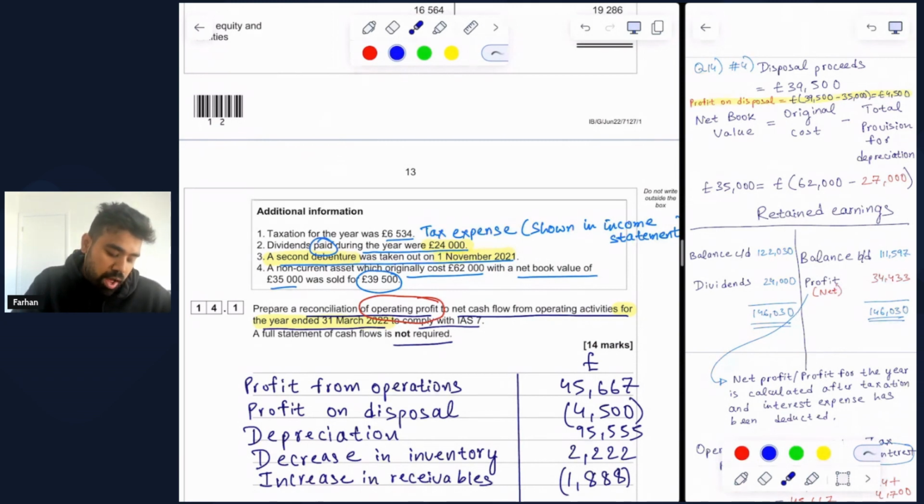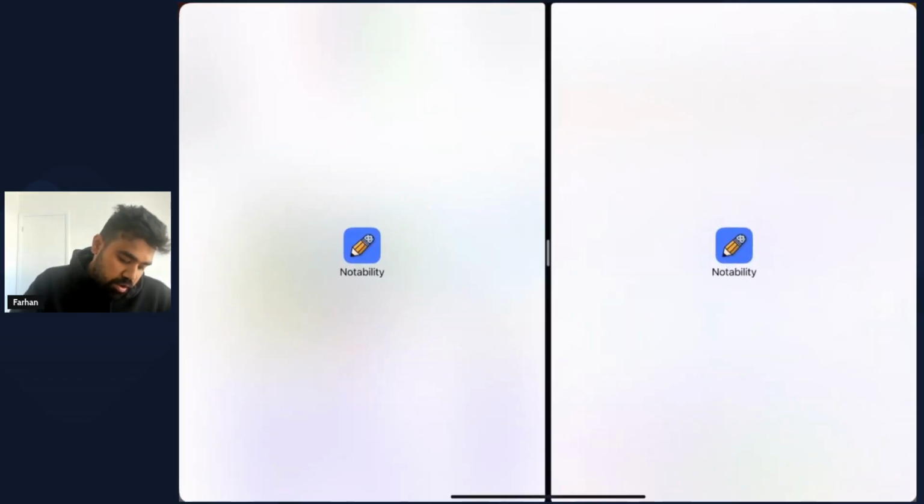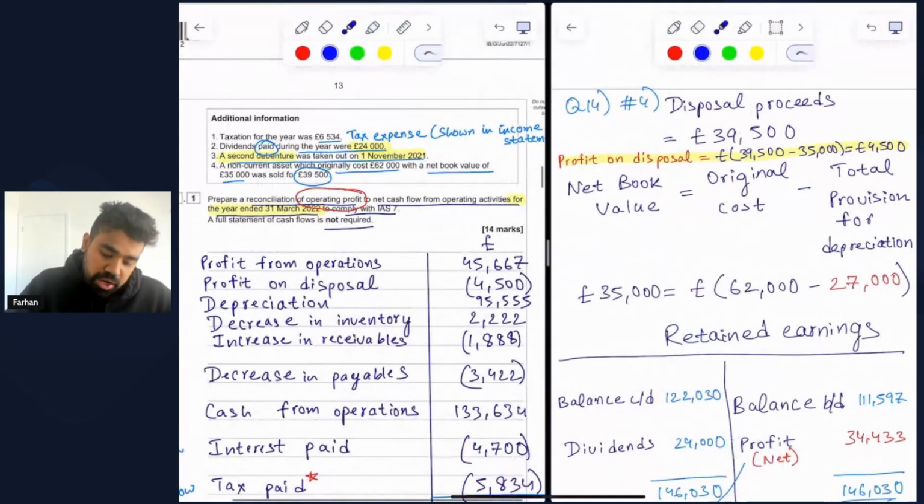Point number 4, a non-current asset which originally cost £62,000 with a net book value of £35,000 was sold for £39,500. So let's get into the workings straight away. So taking the last additional information that we have, which is point number 4, we know that the disposal proceeds is £39,500. The disposal proceeds is the amount that we get by selling the non-current asset that we have, which in this case is £39,500.